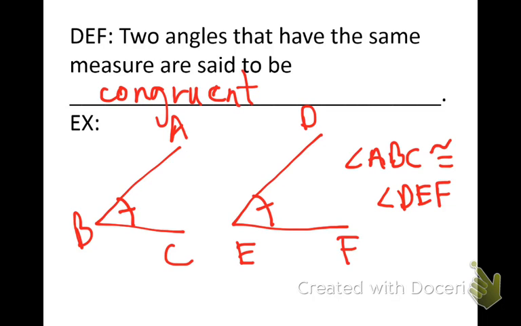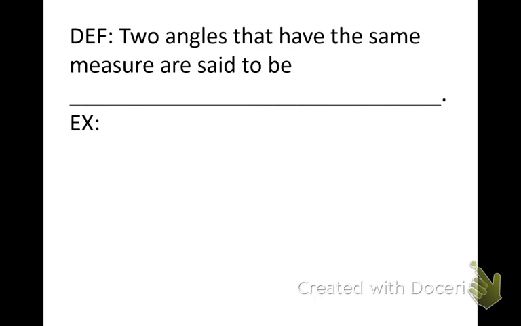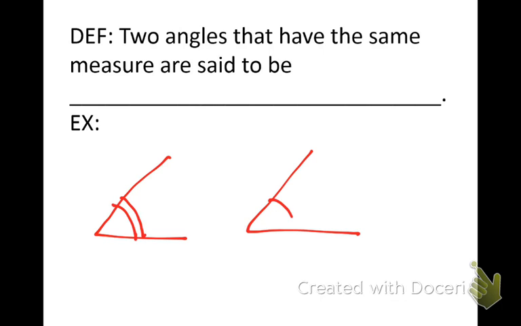Now sometimes the book, I think, does the angles to show they are congruent. They would mark them like this, with the same number of arc marks. That shows that those two angles are congruent because of the same number of arcs rather than tick marks.